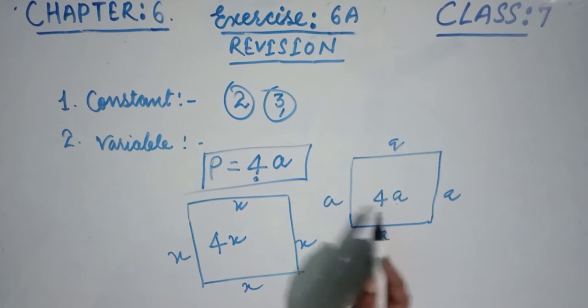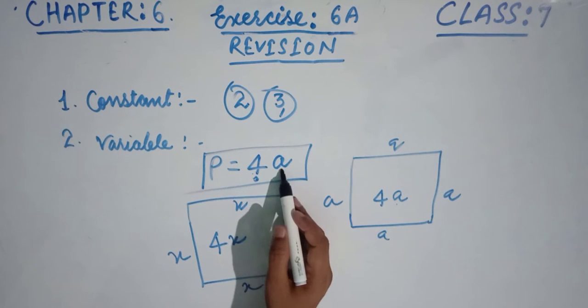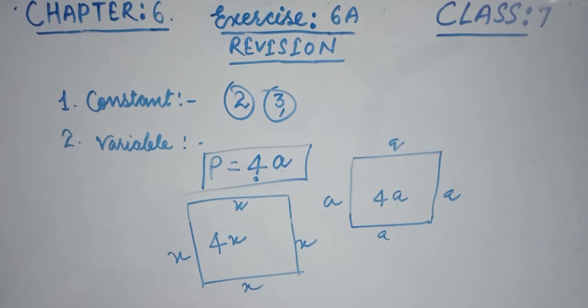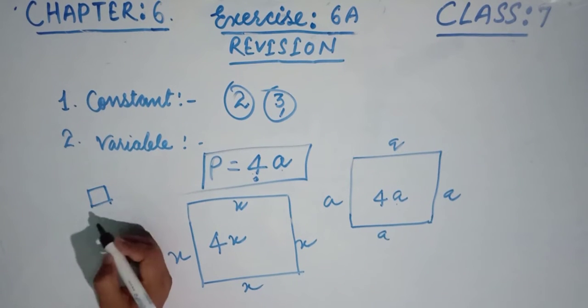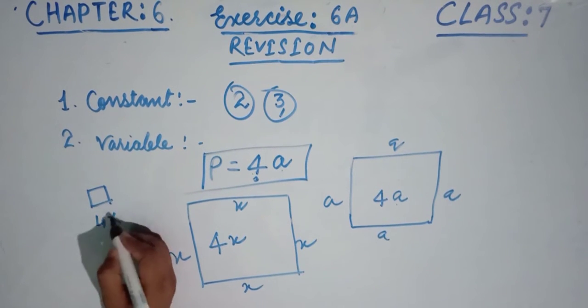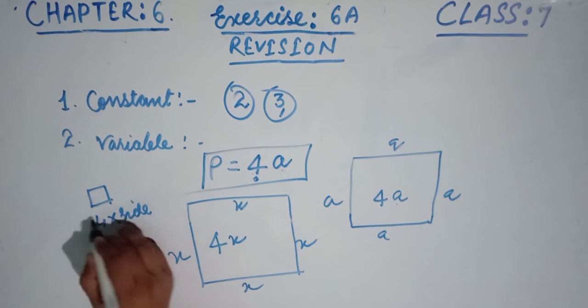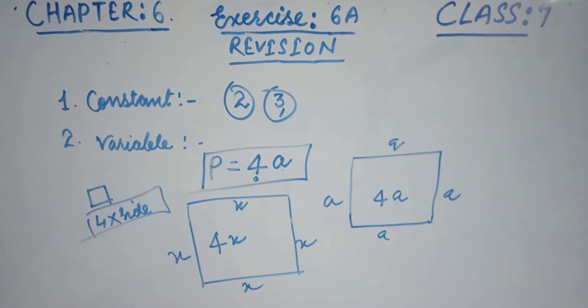So this 4 multiplied by a, 4 cannot be changed. While if you take a very small square like this, the perimeter of this square is also 4 multiplied by this side. So the side may change, but this 4 cannot be changed. So here the 4 is the constant and here the a is the variable, friends. I hope you will be clear.